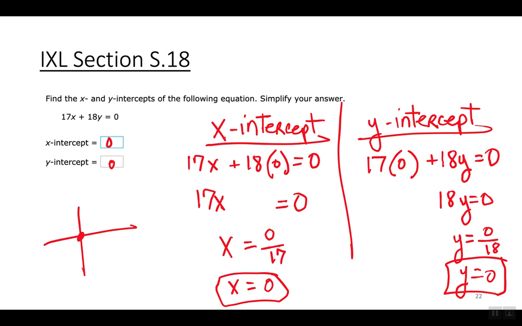If you just remember that to find the x-intercept, you make the y 0, and to find the y-intercept, you make the x 0. It's always the other letter that you make equal to 0. So if I'm looking for the x-intercept, I make y equal to 0. And if I'm looking for the y-intercept, I make x equal to 0. That's super easy to remember. All right, so if you remember that, these questions will always be a piece of cake.